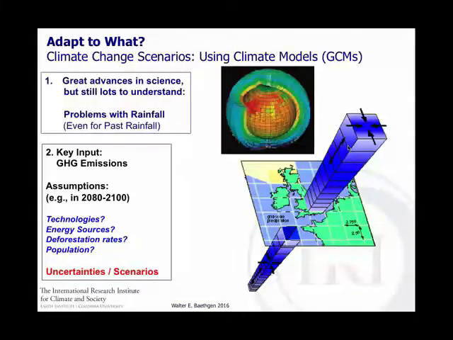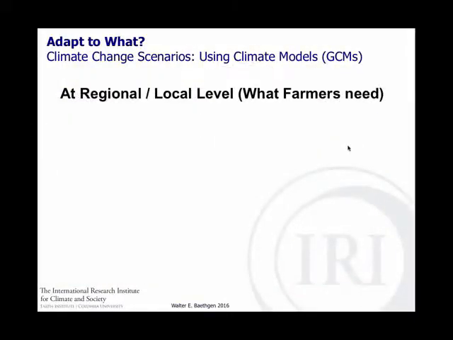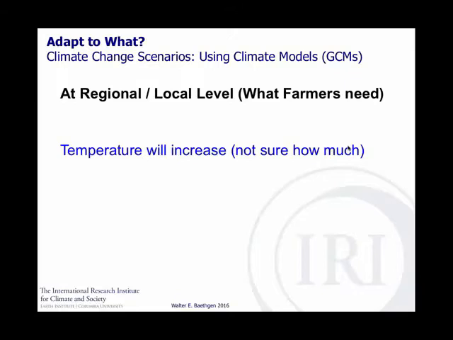So what the scientists did is create scenarios, socioeconomic scenarios. Some are more optimistic, some are more pessimistic, and then they connect those scenarios with emissions of greenhouse gases, and they run the climate models for different scenarios. The state of the art, the best knowledge that we have about future climate using climate models at the regional or local level, which is what farmers really need, is, one, we know that temperature will very likely increase.